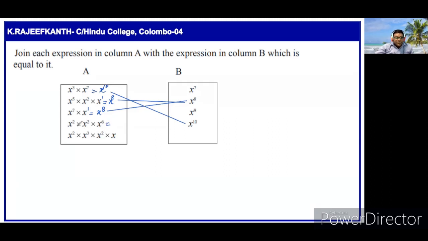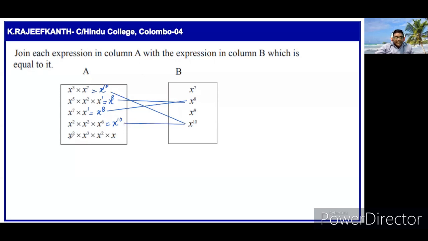Here, x to the power of 2 times x to the power of 2 times x to the power of 6. So we have to add these three indices. Then x to the power of 2 plus 2, 4, plus 6, 10. Then we can join it with x to the power of 10.